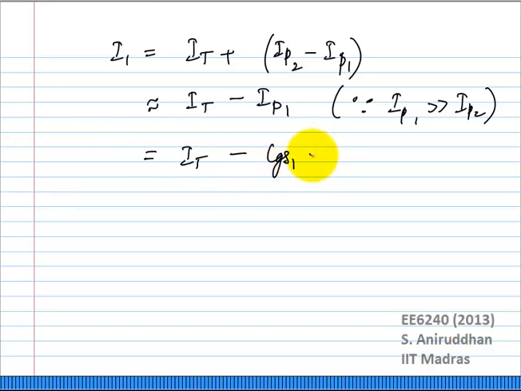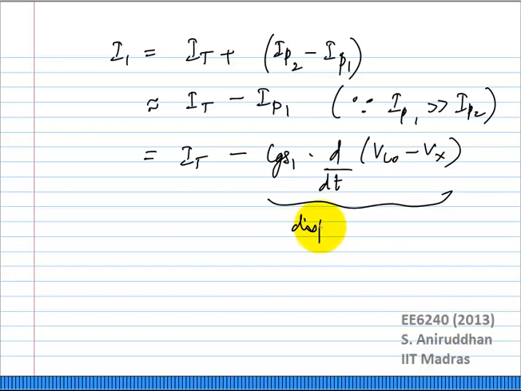What is this? d by dt of VLO minus Vx, right? That is the VGS of the transistor, the voltage across the gate source capacitance. So this is what is called the displacement current, because you have a capacitance with its voltage changing across it. So you have a displacement current flowing through this capacitance.